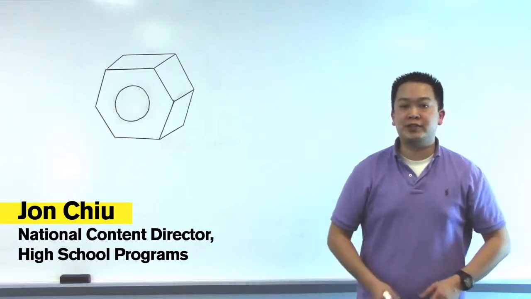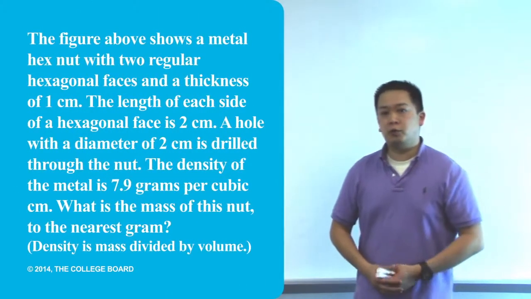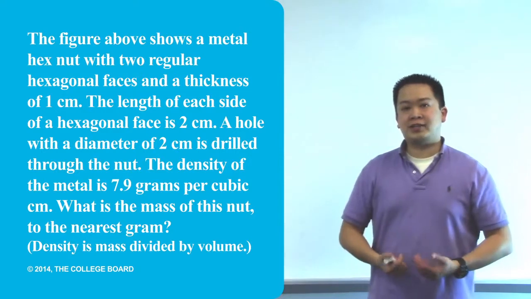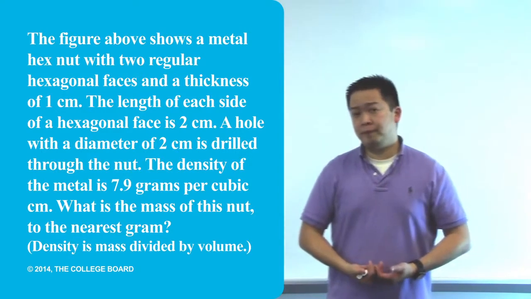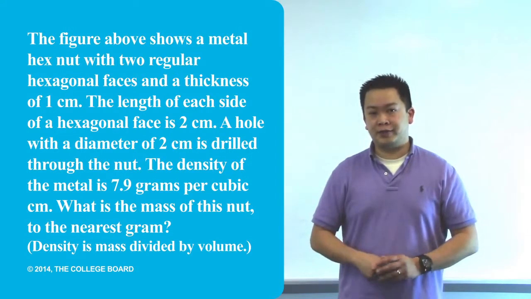Today what we're going to do is look at some of the problems that were released by the College Board for the redesigned SAT. In this particular problem, we're investigating what would be the mass of a metal hexagonal nut that has sides of lengths 2, a thickness of 1, and a hole with a diameter of 2 is drilled through the center of this nut.